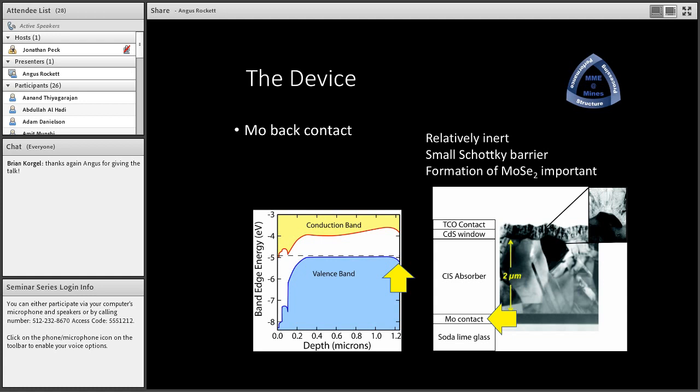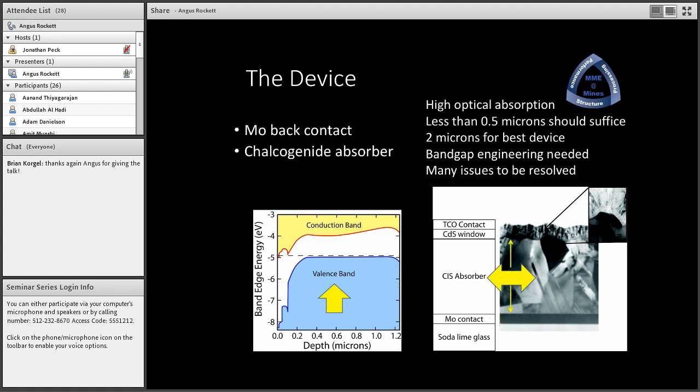It turns out that molybdenum reacts only with selenium, and it reacts at a reasonably slow rate. Furthermore, the formation of a little bit of molybdenum diselenide at the heterojunction is quite important to forming a good back contact. So molybdenum is actually a pretty good material. It's more resistive than we'd like, but it's a pretty good back contact material.